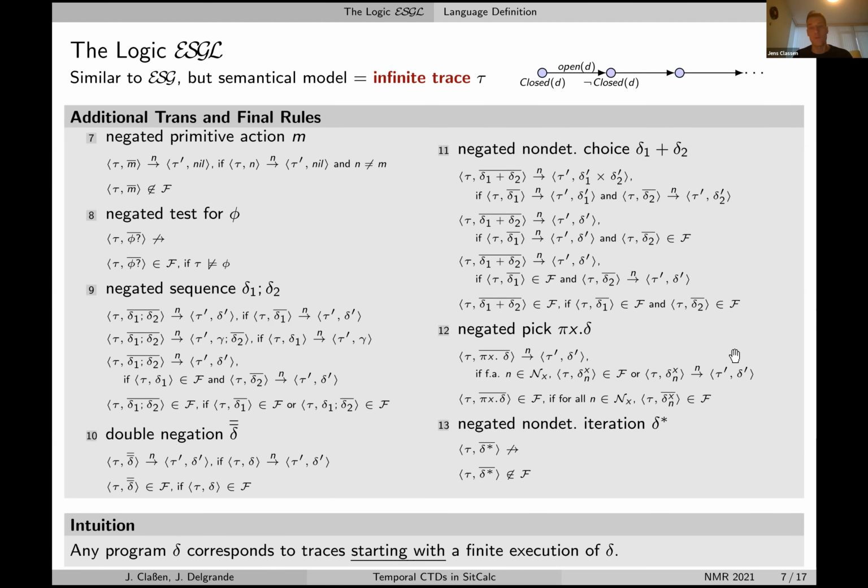And so very roughly speaking, the intuition is that any program delta corresponds exactly to the traces that have a finite prefix that starts with a finite execution of that particular program delta.